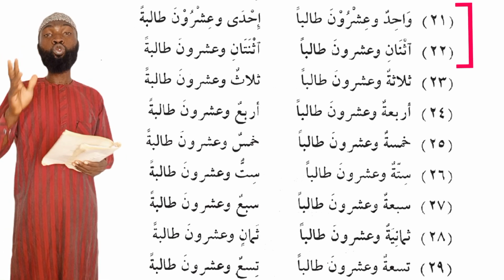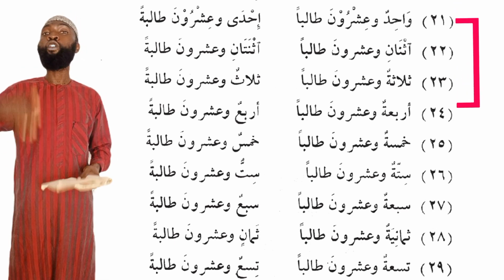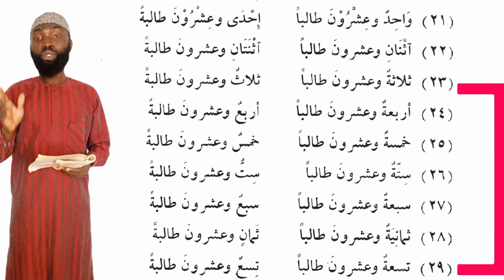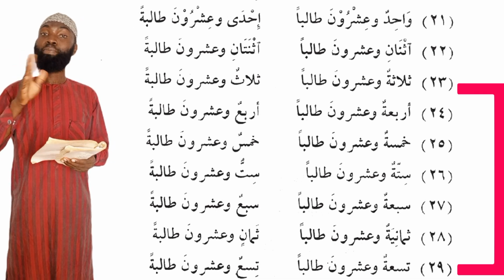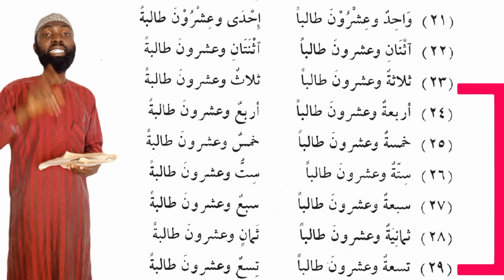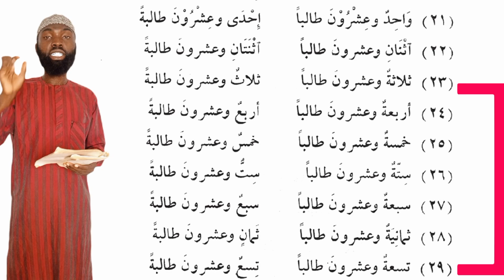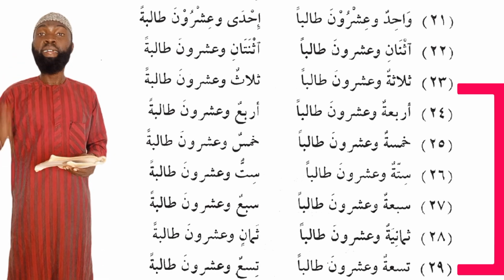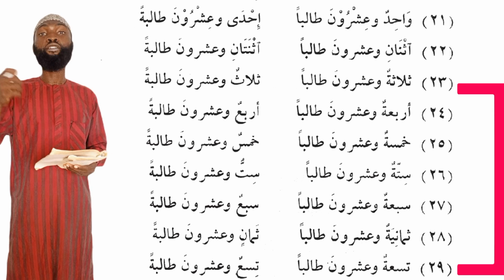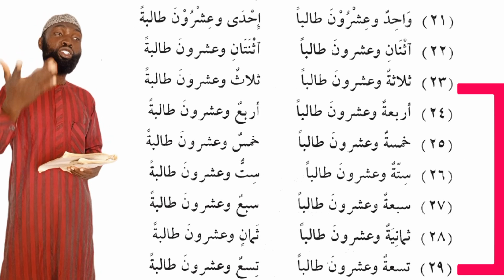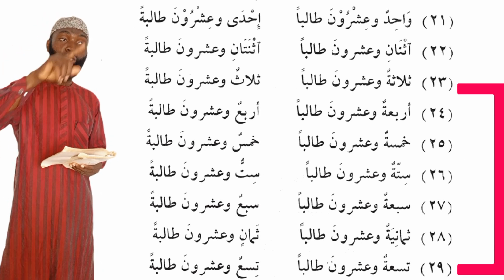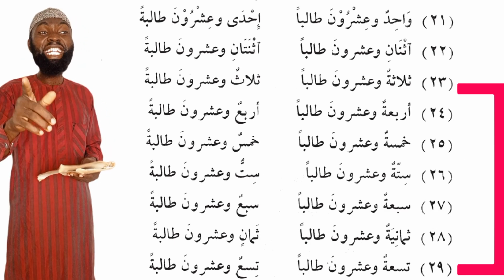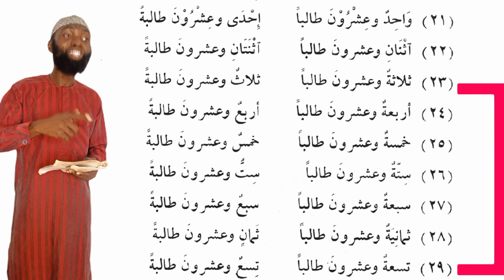This is specific to 21 and 22. For 23 to 29, they are the same. All you need to do is to alternate the numbers that are used. If what you are counting is a masculine word, then the first digit should be in the feminine pattern. Like when you have 23 male students, the 3 there should be coming in the feminine form. So you say thalathatun wa ishuruna taliban for male. For female students, it will be thalathun wa ishuruna talibatan.